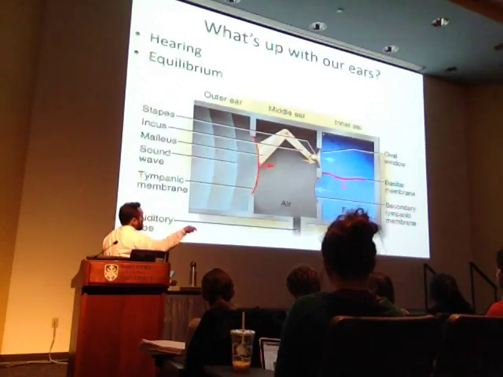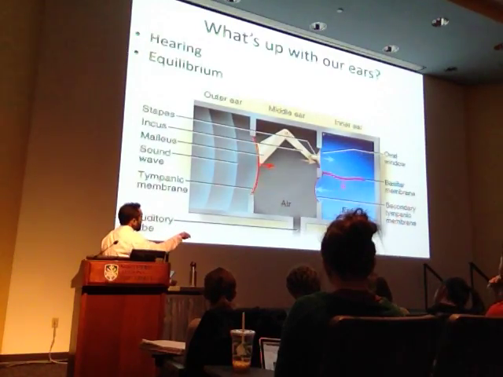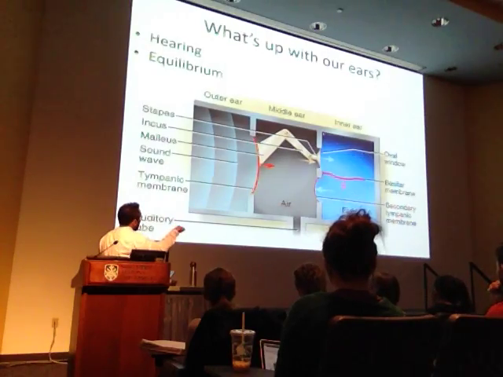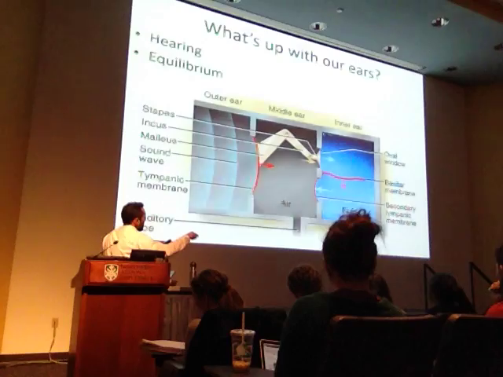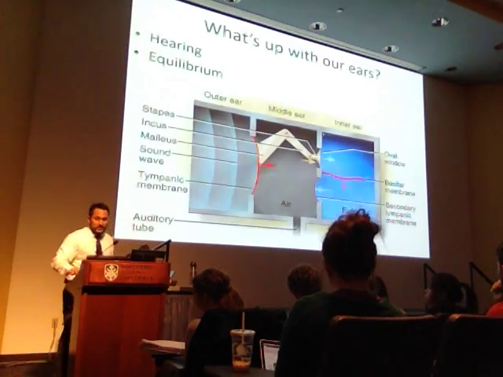And this fluid is contained. This fluid is contained, and here is a second membrane. This is our eardrum right here, or what we refer to as our tympanic membrane. Our secondary tympanic membrane is found on the other side.